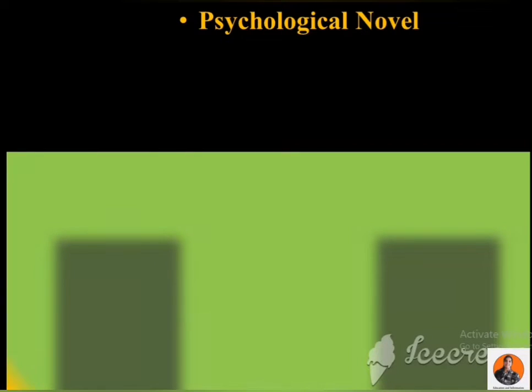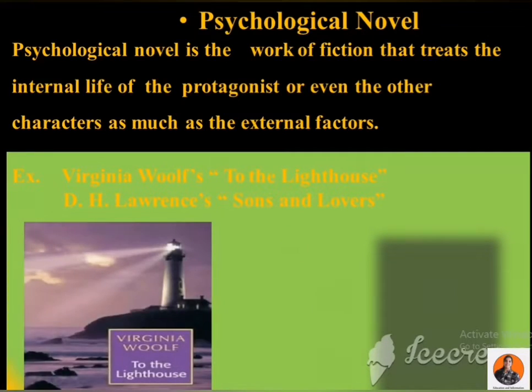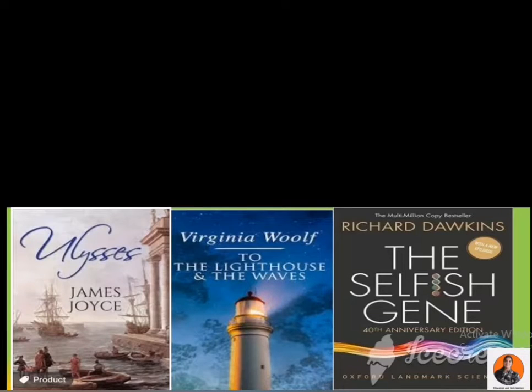The next type of novel is the psychological novel. A psychological novel is a work of fiction that treats the internal life of the protagonist or even the other characters as much as the external factors. Protagonist here means the hero of the novel, the main character of the novel. And this novel treats the internal life of the protagonist. Examples of psychological novels are Virginia Woolf's To the Lighthouse and D. H. Lawrence's Sons and Lovers.